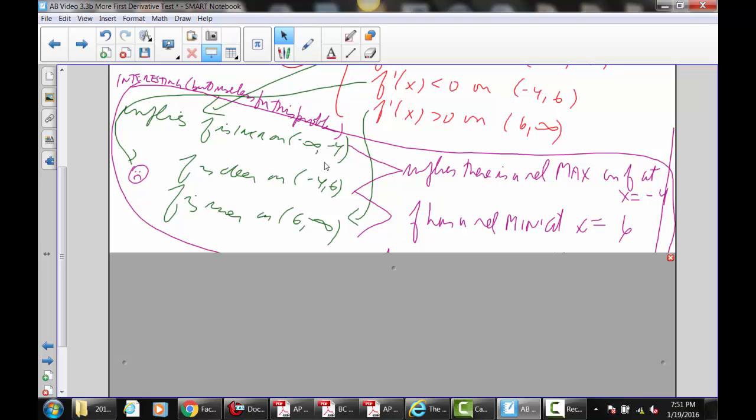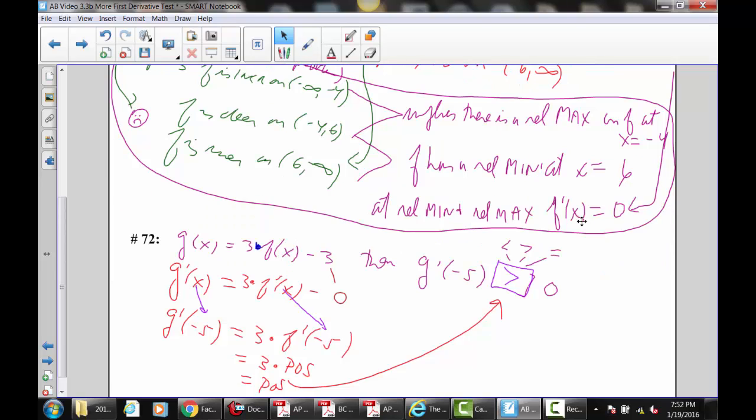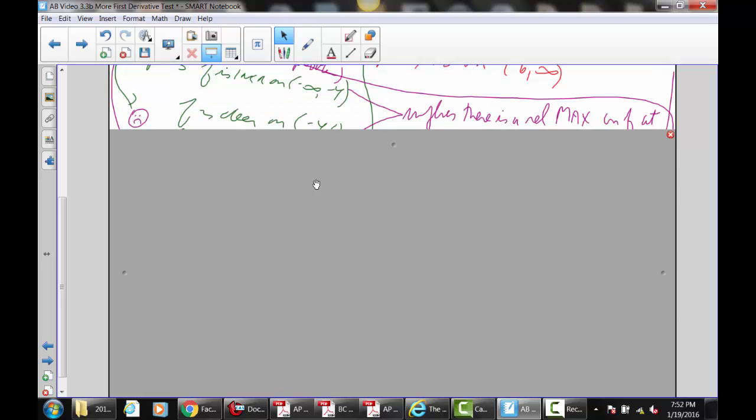Now, if it's increasing on the left of negative 4 and decreasing on the right of negative 4, then there must be a relative max on f at x equals negative 4. You'll notice on either side of 6, f goes from decreasing to increasing, so f must have a relative min at x equals 6.